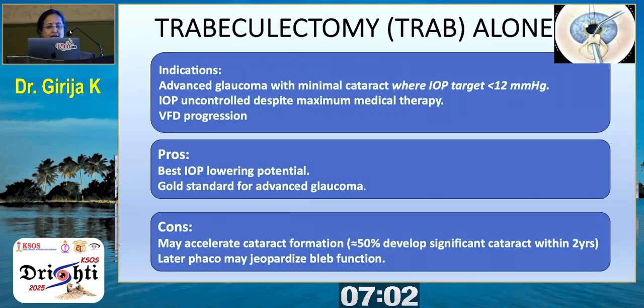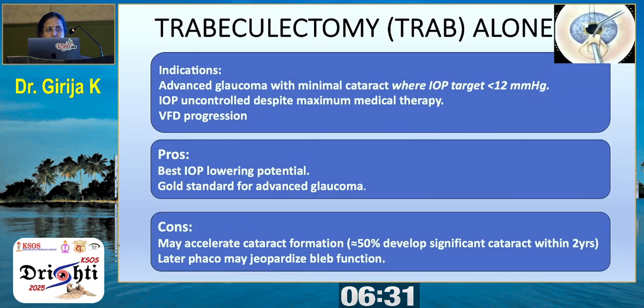If you are doing a trab alone, it is usually indicated in advanced glaucoma with minimal cataract, where the target IOP is less than 12 millimeters and IOP is uncontrolled even with maximal medical treatment, or in spite of that the visual field is progressing. This is the best IOP lowering potential and it's still the gold standard, but it may accelerate cataract formation. Once you do a trab, the patient is likely to get a cataract after at least 2 years.